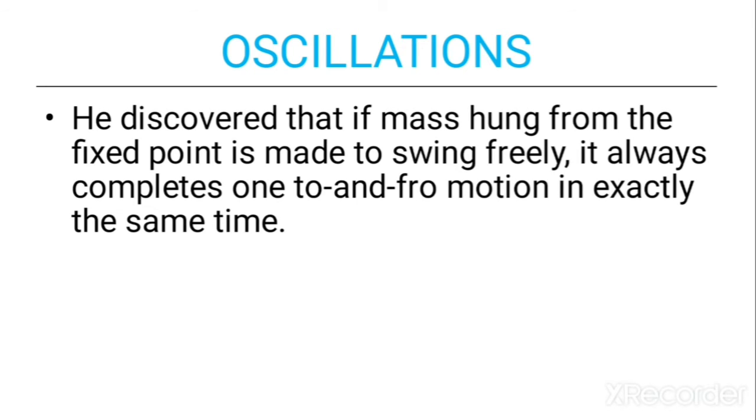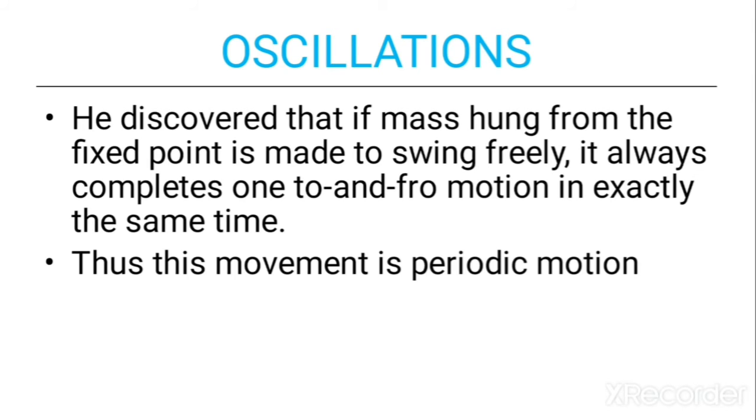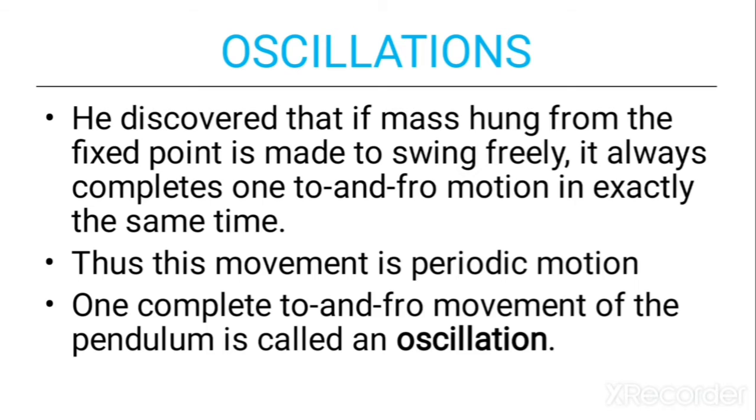Next point, he discovered that if a mass hung from a fixed point is made to swing freely, it always completes one to-and-fro motion in exactly the same time. This movement is periodic. One complete to-and-fro movement: for example, a bob starts from point A, goes until point B, and again when it reaches the earlier point, which is point A, that becomes one oscillation.